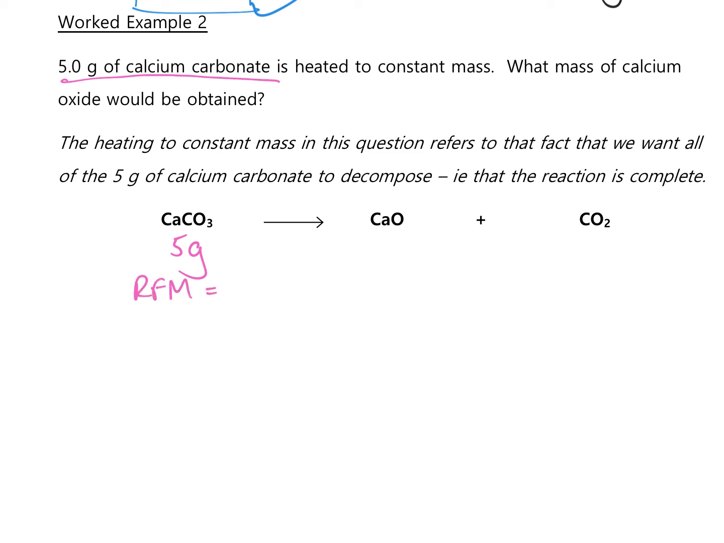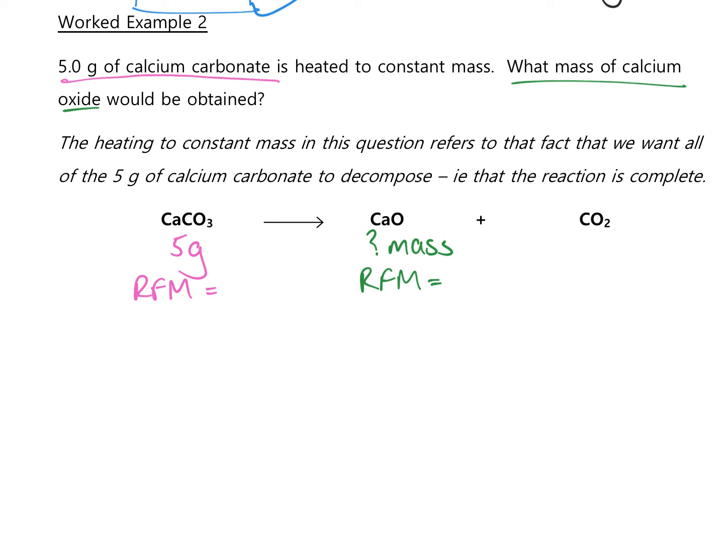I'll do that in a second. It's heated to constant mass. What mass of calcium oxide is obtained? So it's important that you know what they're asking you for. So that is calcium oxide, so I put my question mark mass underneath that. Okay, I'll need my RFM of that as well, and I can essentially just ignore carbon dioxide.